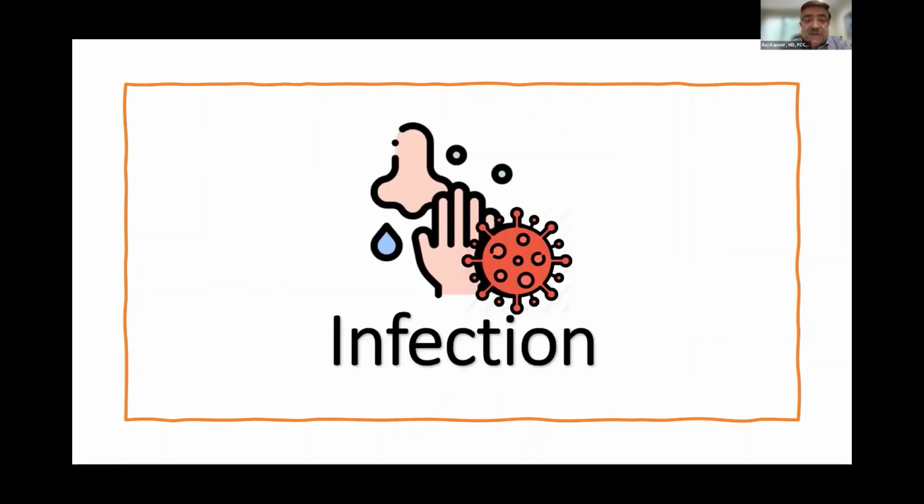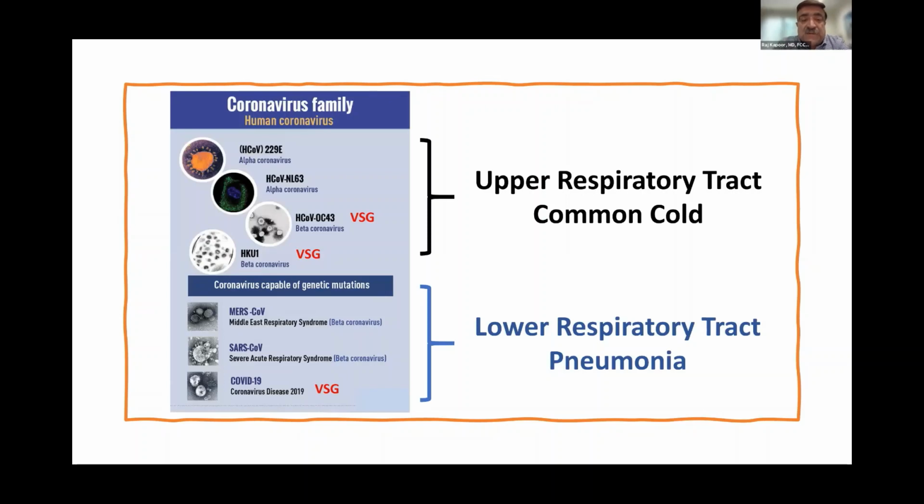To understand the infection, in the coronavirus family, there are 4 human coronaviruses which cause the upper respiratory tract infection or common cold. And there are only 3 of them which descend into the lower respiratory tract and cause pneumonia. So the 4 coronavirus family members are 2 alpha and 2 beta. And these 4 cause common cold, which has been very commonly seen in children and young adults.